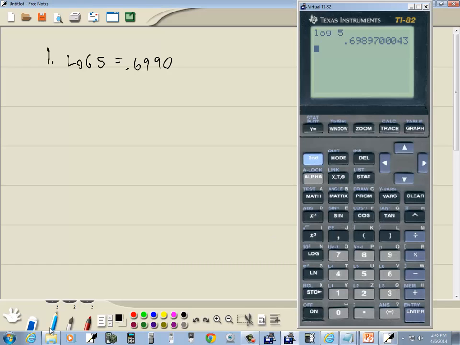Now I didn't put parentheses around the 5. If you just have a single number like this, then you don't need parentheses. It doesn't hurt anything. If you were to push log, beginning parentheses, 5, closing parentheses, and press enter, you get the same value.